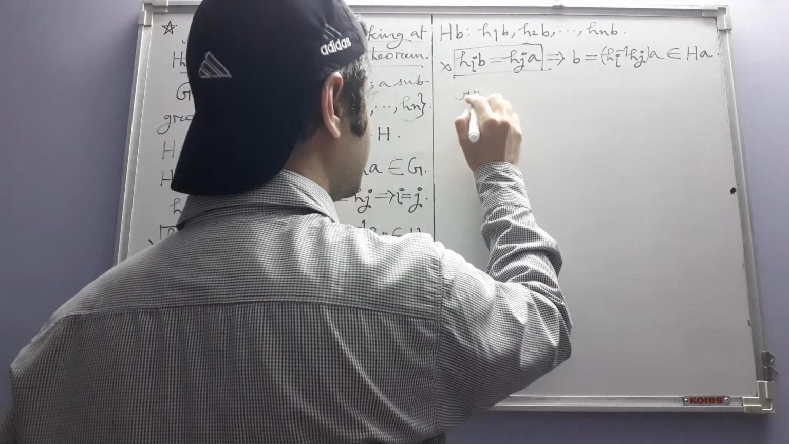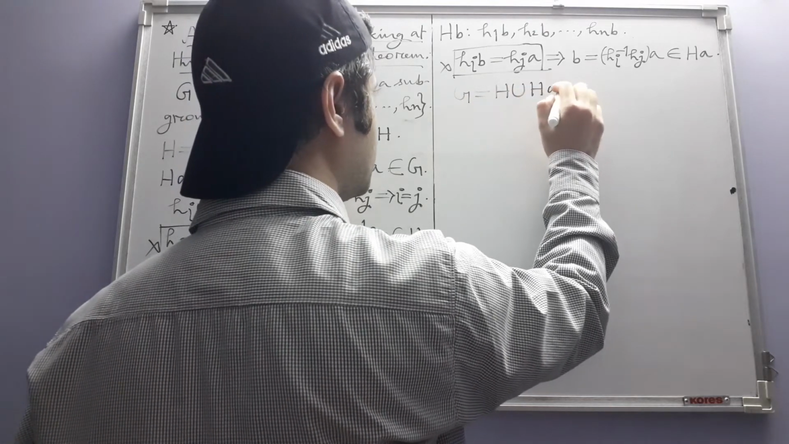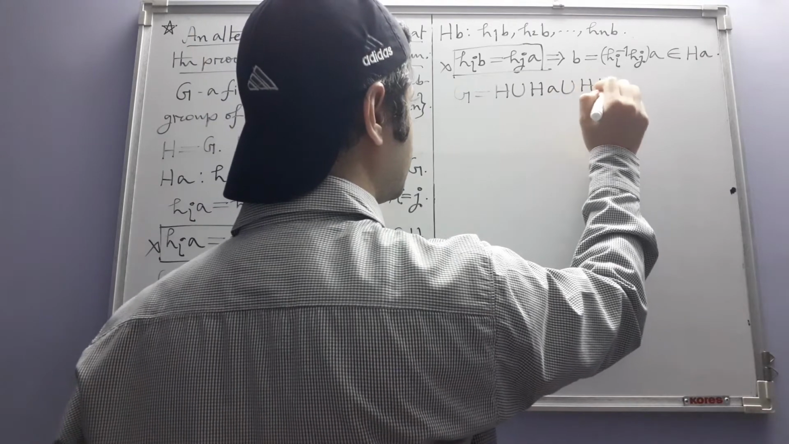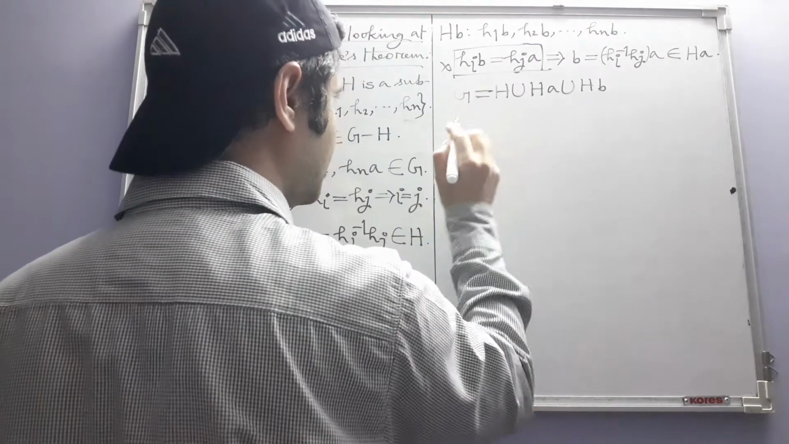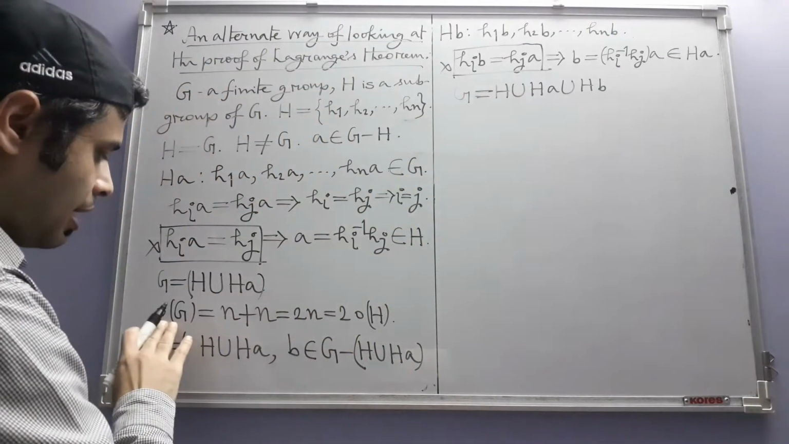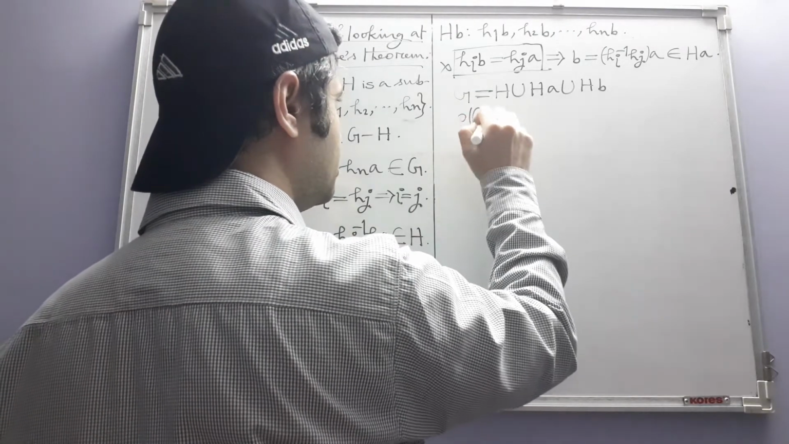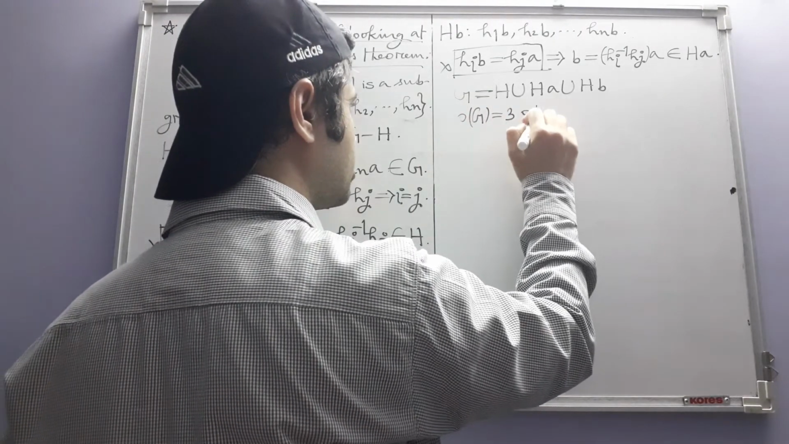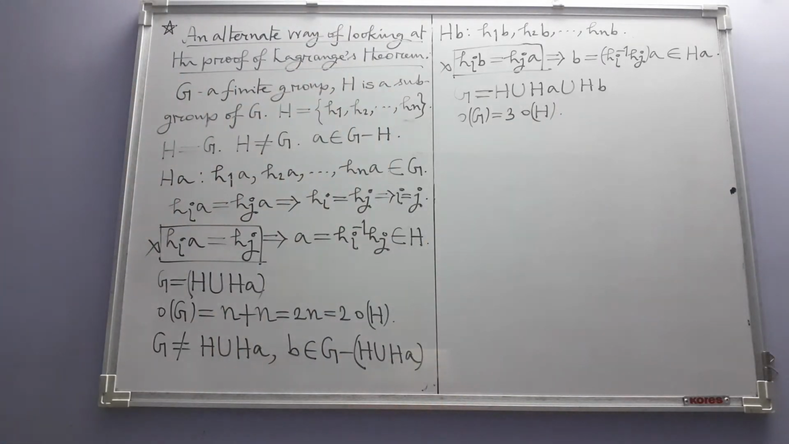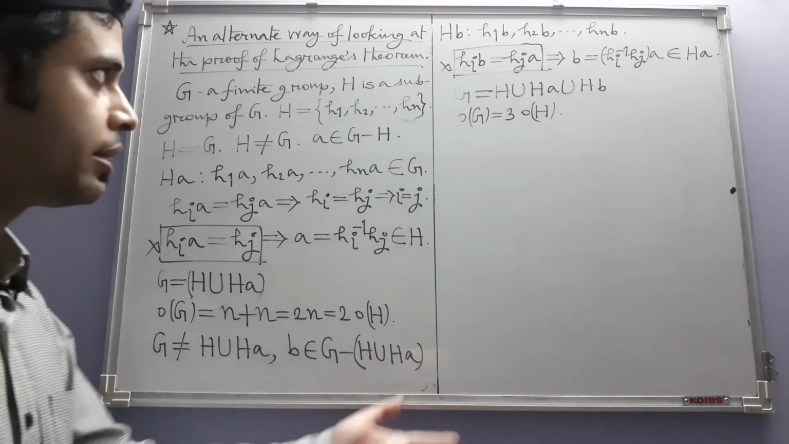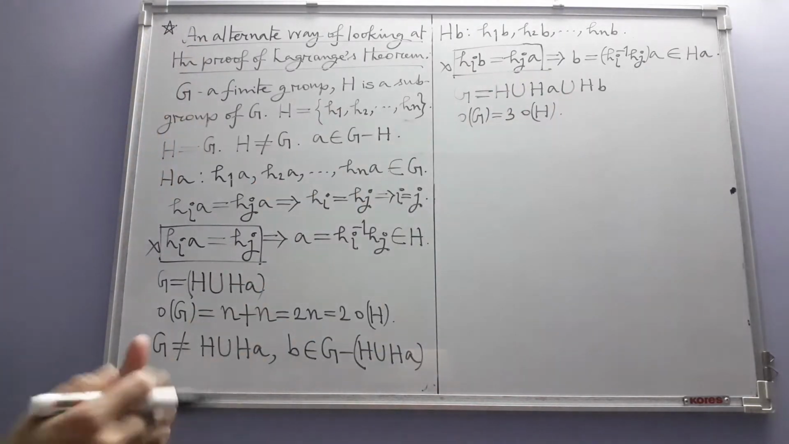Now it may happen that G is equal to H union HA union HB, or it may not happen. If this happens, then definitely just like how we calculated this one, we would get order of G equal to 3 times order of H, and Lagrange's theorem is true. Otherwise we would take yet another element in the complement of this union in G and continue the procedure.